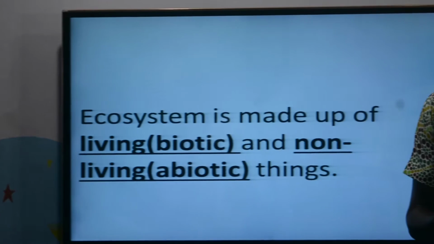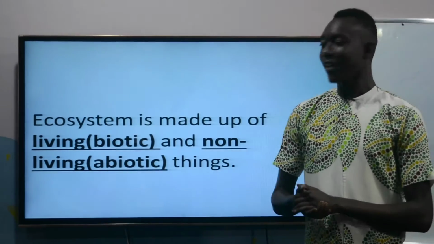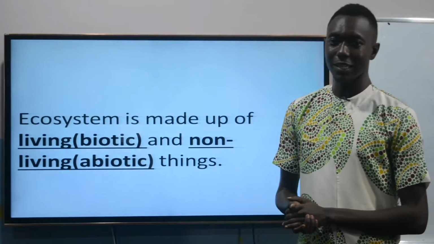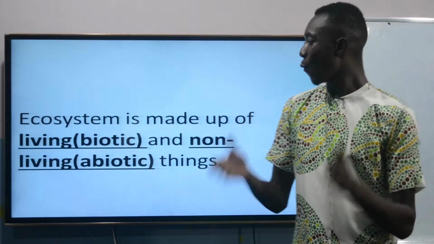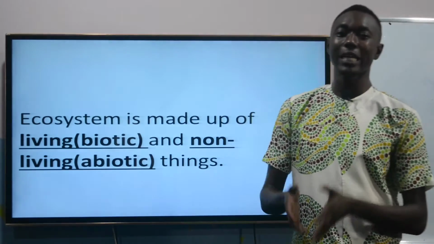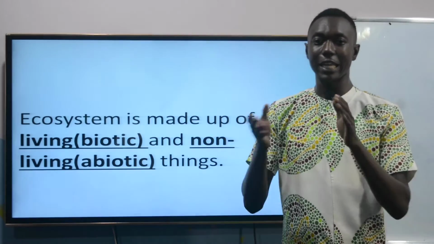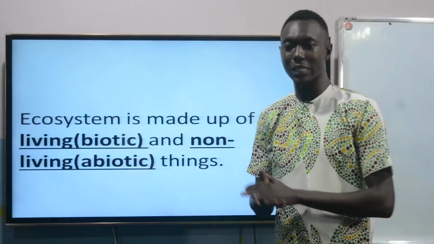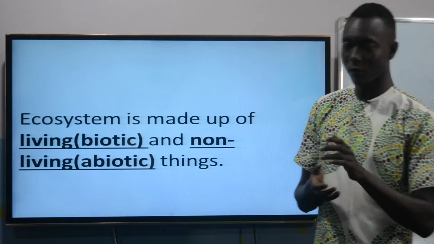In science, there are some terminologies that are very easy to understand. So I can ask you, what are some of the biotic factors in an ecosystem? It means I want you to tell me some of the living things in an ecosystem. Very good.